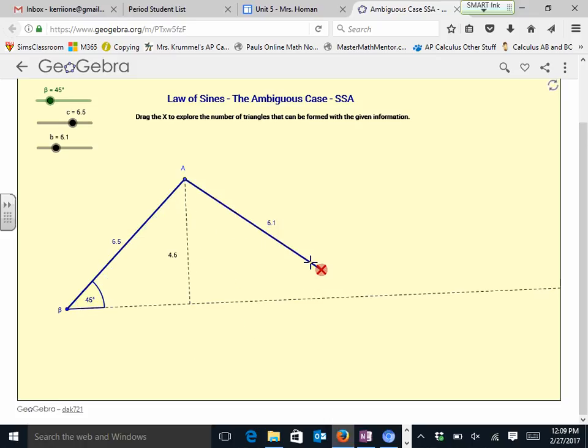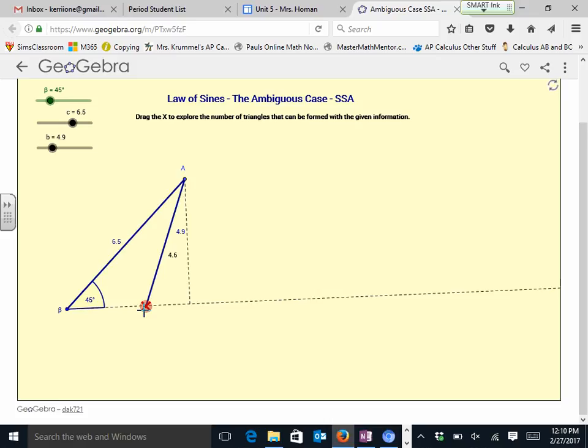Let me do it again with a shorter side so you can see a little bit better. Okay? That's a triangle. That's a triangle. So potentially we could have not one, but two triangles that satisfy those three pieces of given information. Okay? So this is why it's called the ambiguous case. We could have no solution, we could have one solution, or we could have two solutions.